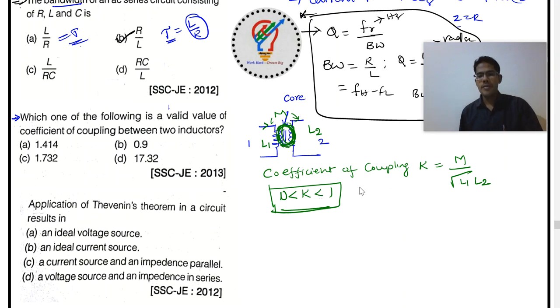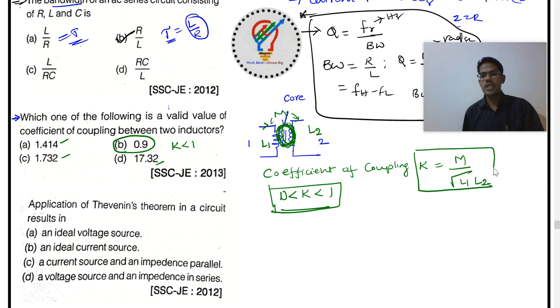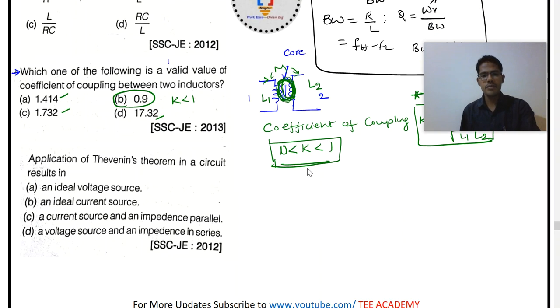So the K value should be between 0 and 1 here. But in the given question, all the values are greater than 1. So the answer here is that the K value is always less than 1. Especially for the SSC JE examination, this formula is very important. Based on this, they will give a lot of questions. Okay, next question.